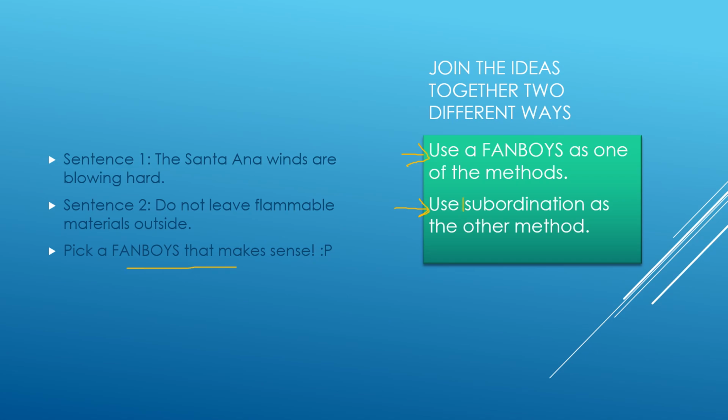And then we can also try to use subordination. And since we already used because, which has to do with cause and effect, let's use another one that's subordination that's also cause and effect. Let's use since. Right, so we could say since the Santa Ana winds are blowing hard, comma, do not leave flammable materials outside. Everything's so dry, we don't want to have the fire department chasing us around.